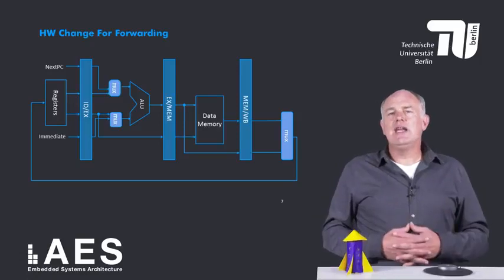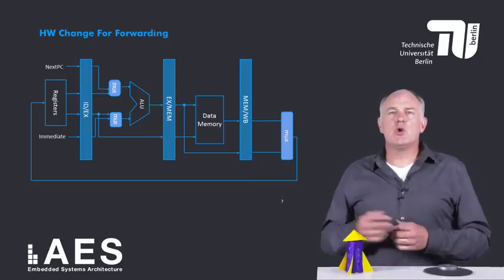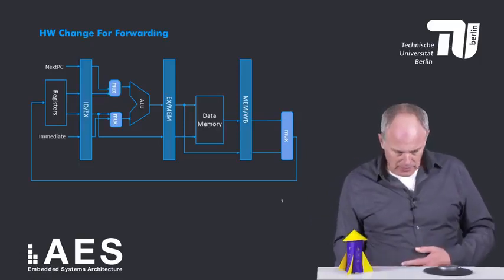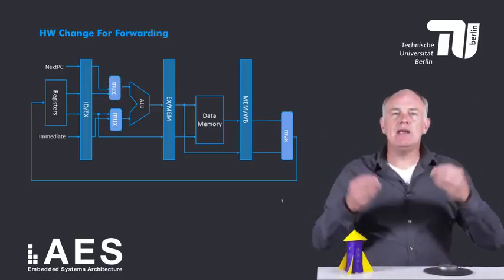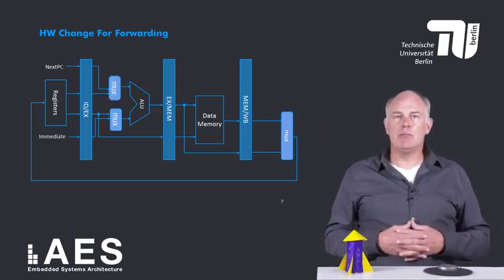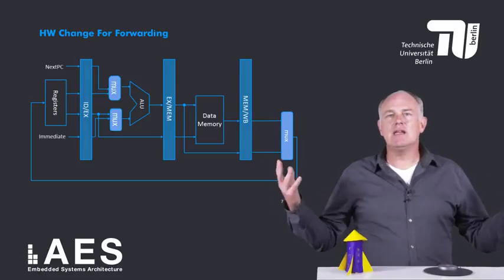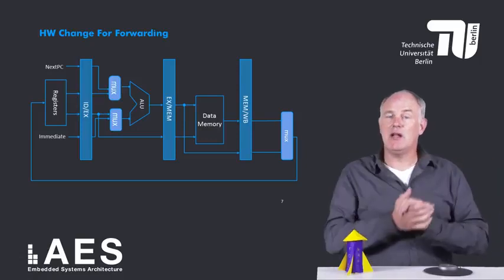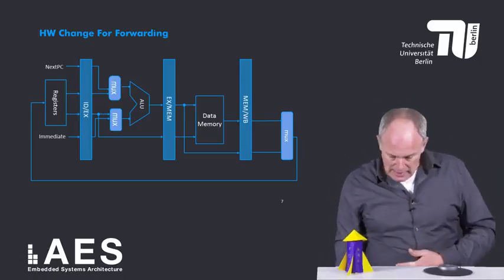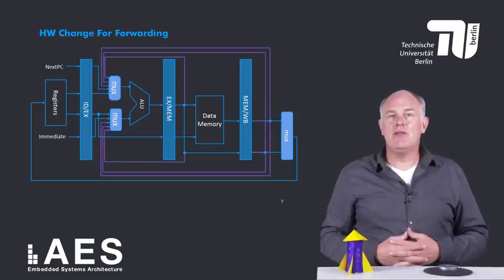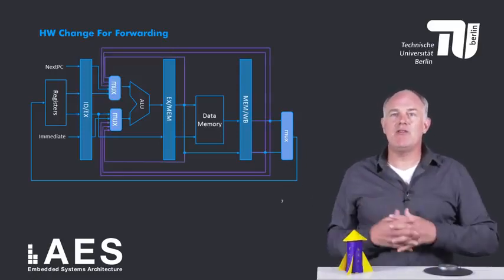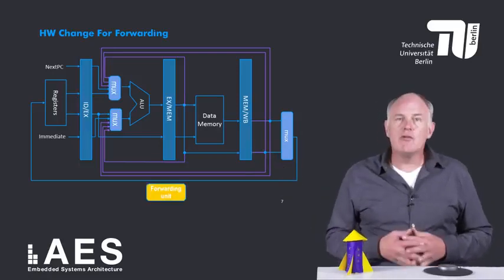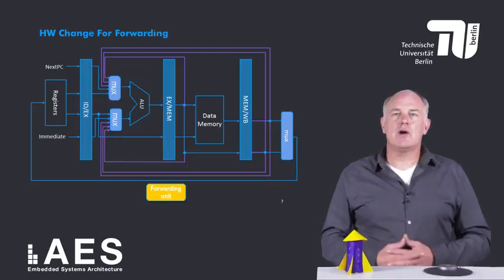What hardware changes are needed for forwarding? This figure shows part of the pipeline data path that we developed in the previous lesson. First, we need to expand the multiplexers in front of the ALU inputs. Larger muxes are needed in order to be able to select between the data that was read from the register file in the previous clock cycle and the result available in the XMEM or MEM write back pipeline registers as indicated by these blue wires. This forwarding unit here controls these muxes.